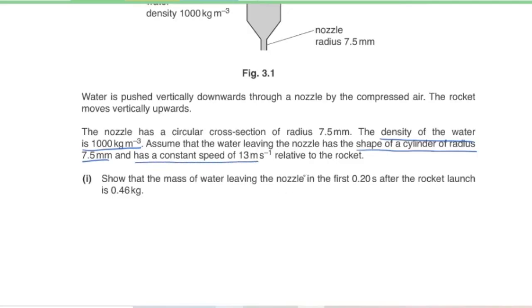Part 1, show that the mass of the water leaving the nozzle in the first 0.2 seconds after the rocket launch is 0.46 kilograms. So mass is equal to the density of water multiplied by the volume of water that leaves the nozzle in the first 0.2 seconds after the rocket launches.